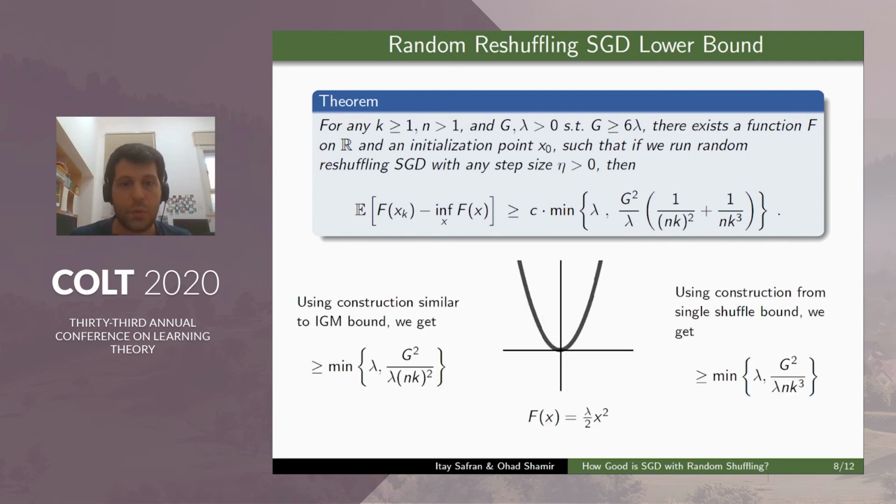To achieve this, we use two constructions. One is similar to the construction used in the iterative gradient method bound, which provides us a lower bound which decays at the rate of 1 over n squared k squared. And on the other hand, we have a construction similar to the one used in single shuffling, where we cannot attain a convergence rate faster than 1 over n k cubed. Combining these two together derives the final result we have, where the average function, the objective function we optimize over, is seen here in the middle.